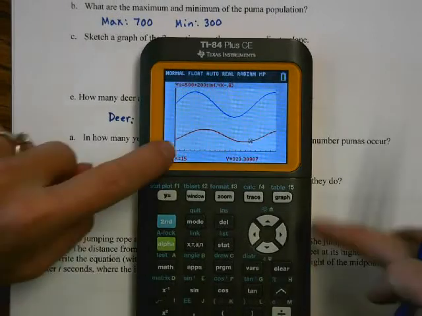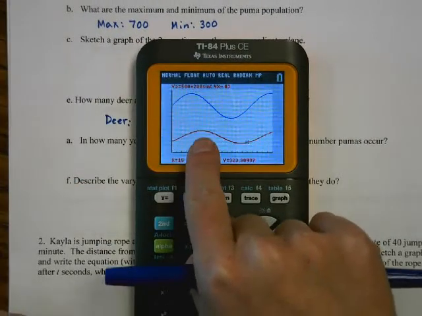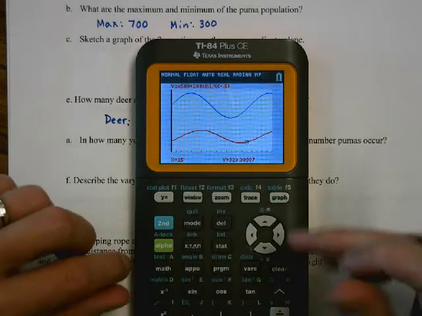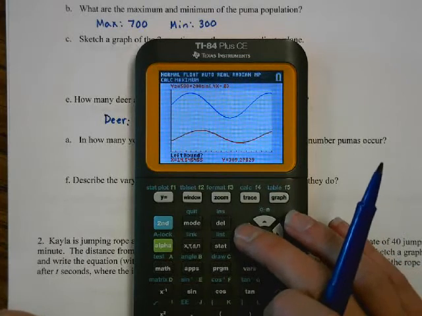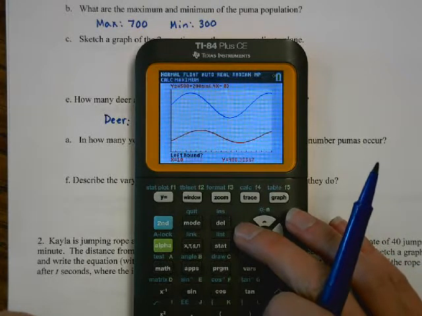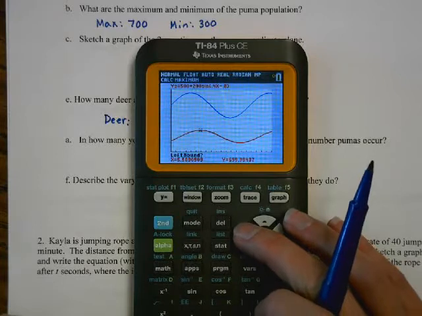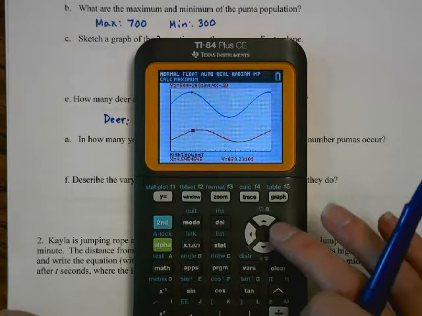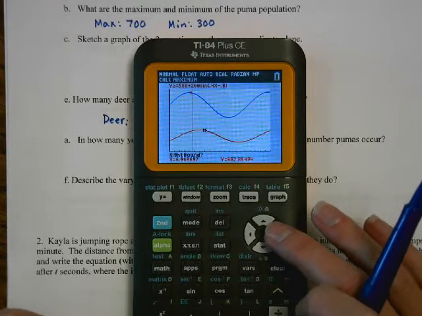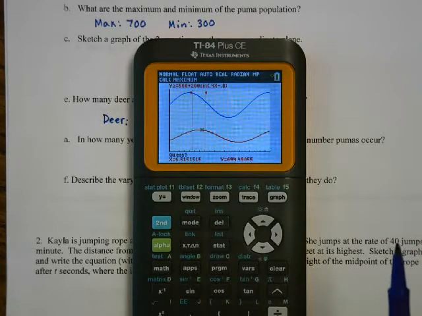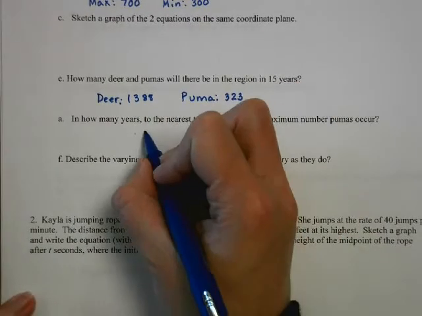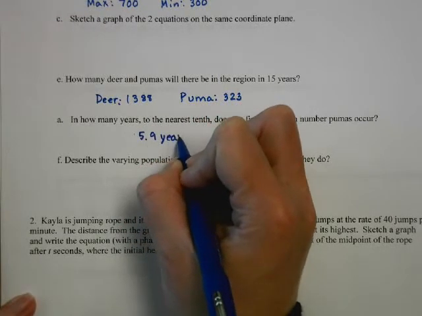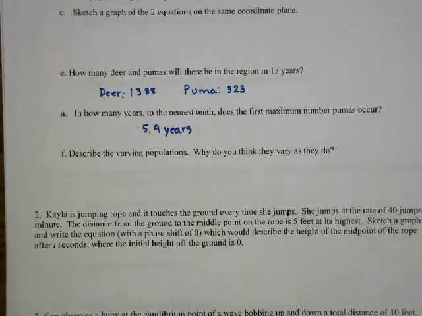In how many years to the nearest tenth does the first maximum number of pumas occur? Pumas is on this bottom graph, so we're interested in this point right here. I'm going to calculate a maximum on this second curve. It asks us for a left bound, then a right bound, then a guess. So we go to the left of the max, we go to the right of the max, and then we guess. It gives us about 5.9 years. Again, we've already talked about why they vary, so you can fill in whatever you want for your own notes.